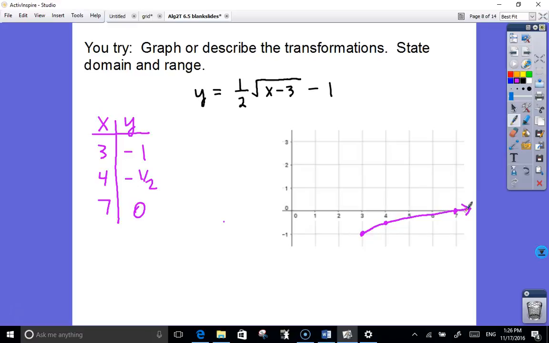Okay, now let's look at the transformations. What was the effect of the 1 half? That was a shrink. And does it look like it's been shrunk? Yeah, I mean the parent function goes up like this. So it definitely looks like it's been squashed a little bit. Okay, and what about the minus 3? Right? And the minus 1 down. And does that all look good with our graph? This graph right here? 3 to the right, 1 down, shrink. That looks good.